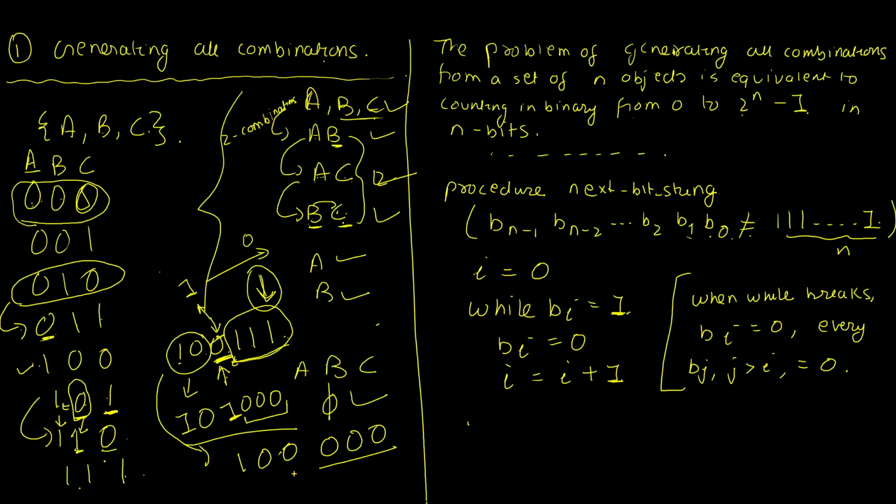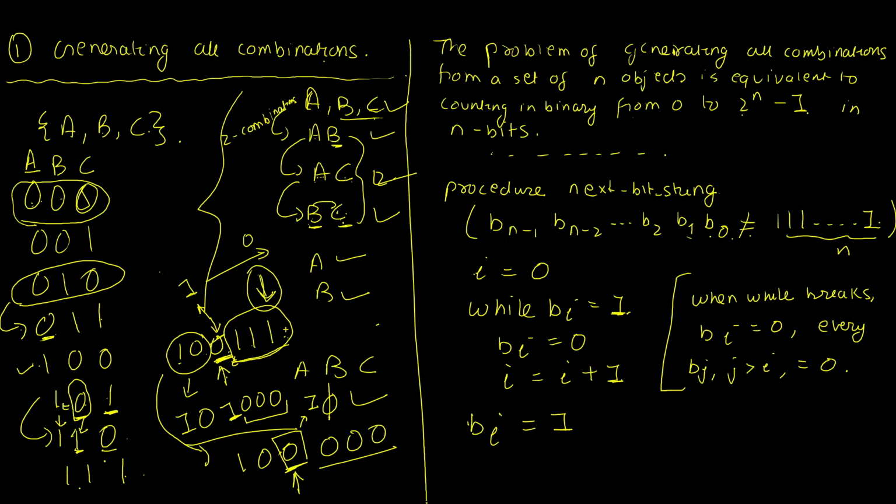Flipped all of these ones and my marker is over here. So what do I want to do next? I need to change this 0 into a 1. So we are doing exactly the same thing, just in a slightly different order. So once this while breaks, I simply want to assign the value of Bi is equal to 1.